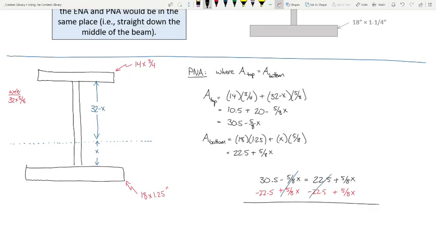So on the left, I'm gonna have 30.5 minus 22.5, that's 8. And that equals 5/8 and 5/8 is 5/4 x. So x is gonna be what? 4/5 of 8, what's 4/5 of 8? I said 32 over 5.